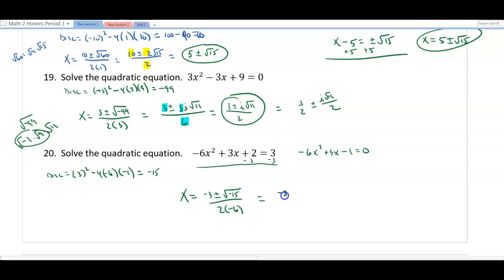That would give you negative 3 plus or minus i root 15 all over negative 12. We could divide everything by negative 1 or break this up into 3 over 12 plus or minus, if I look at it, i root 15 all over 12. And in this case, you would get 1/4 plus or minus i root 15 over 12. Okay.